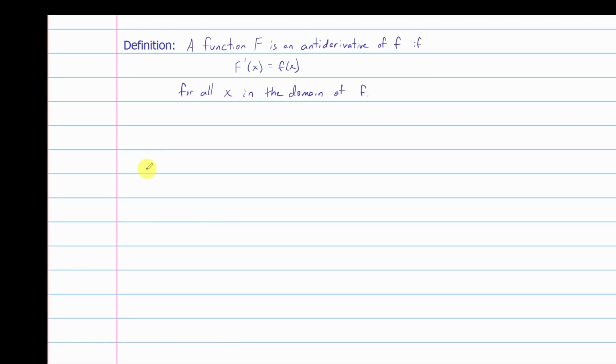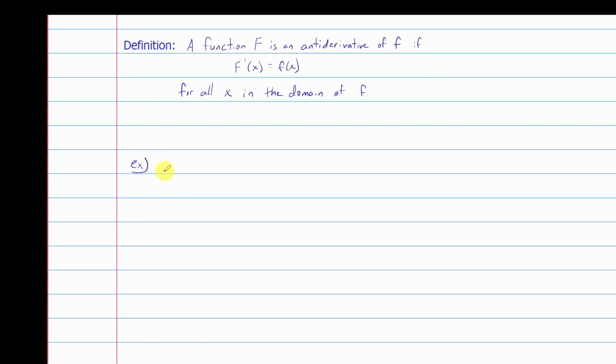In section 4.10, we're going to be looking at something called antiderivatives. Let's start with looking at what an antiderivative is. A function capital F is an antiderivative of the function little f if the derivative of capital F is little f. So little f is the derivative of capital F. So capital F would be like a step backwards from differentiation. And of course, this must happen for all x's in the domain of little f.